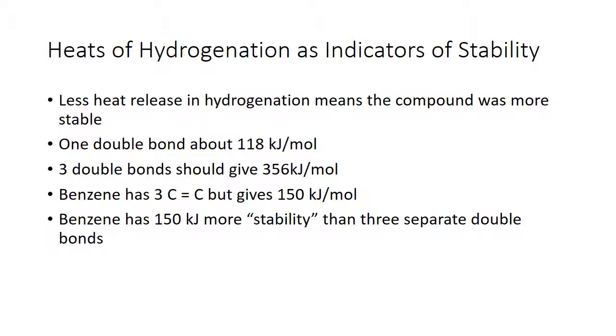What we see is that a double bond releases about 120 kilojoules per mole. If I have 3 double bonds, I would have 3 times that. But benzene does not work as if it has 3 double bonds. What we get is about 150 kilojoules per mole from hydrogenation. So benzene has at least 150 kilojoules more stability than 3 separate double bonds.